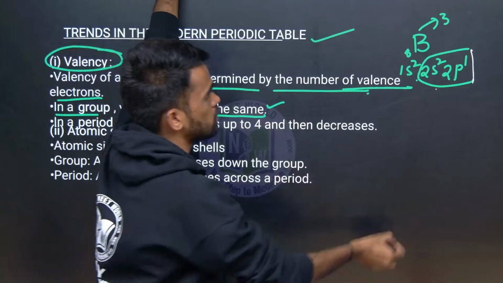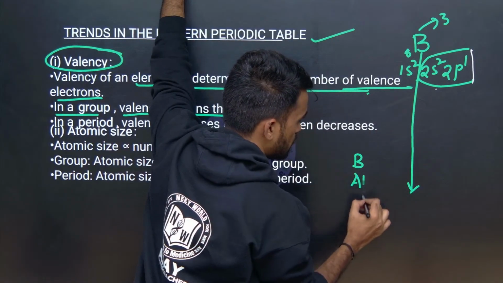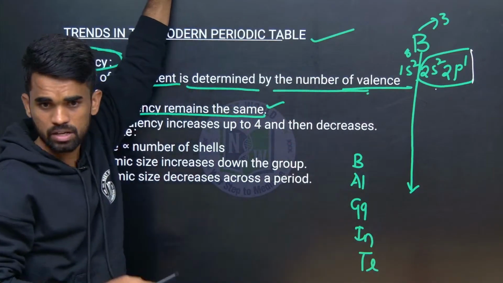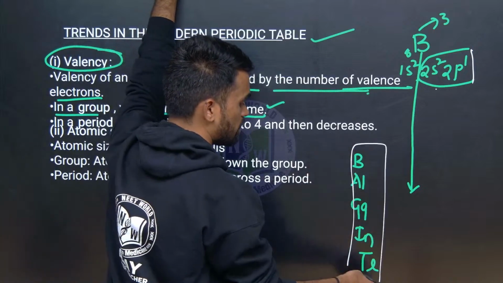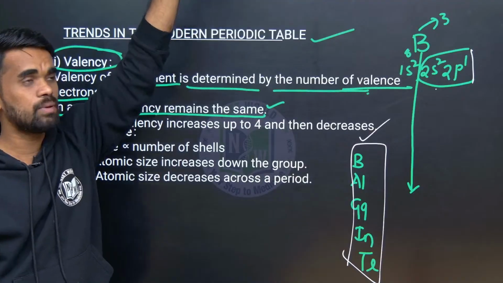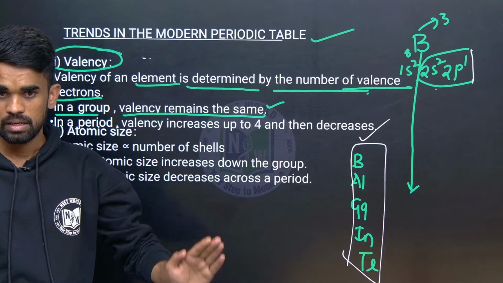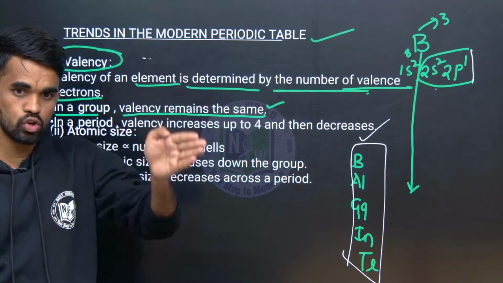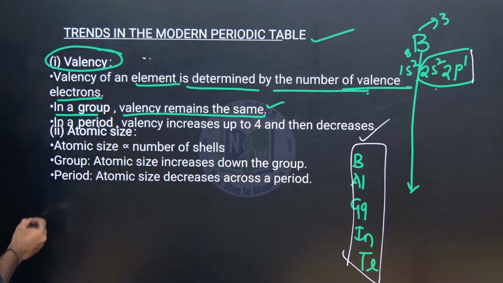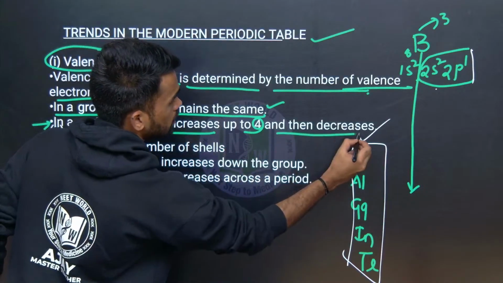It means for 13th group elements like the boron family, what are the elements? Boron, aluminium, gallium, indium, thallium. For all these elements, valency will remain the same. For the complete carbon family, valency will remain the same. If you take elements in a particular group, the valency will remain the same. Clear now? Next, in a period, valency increases up to 4 and then decreases.